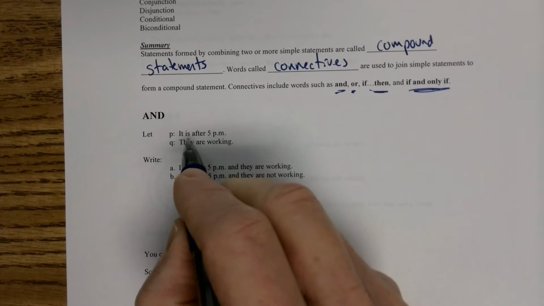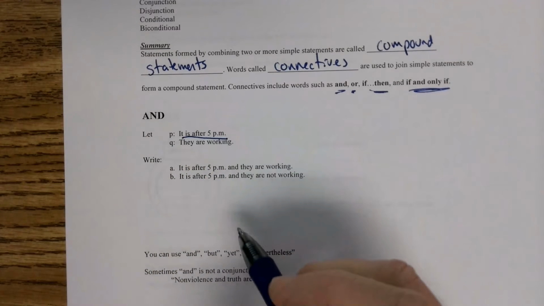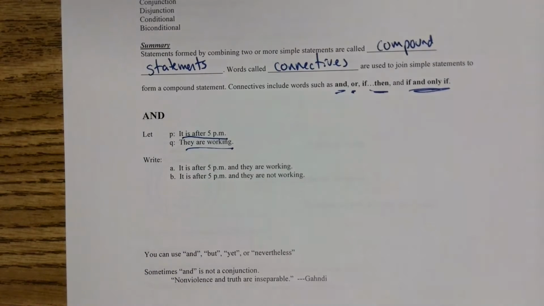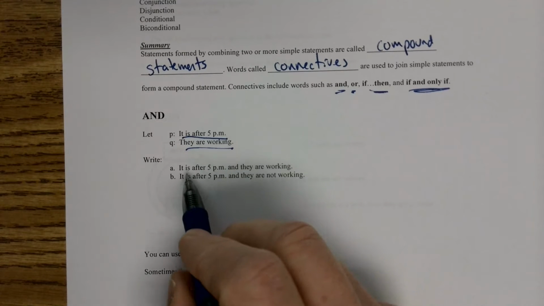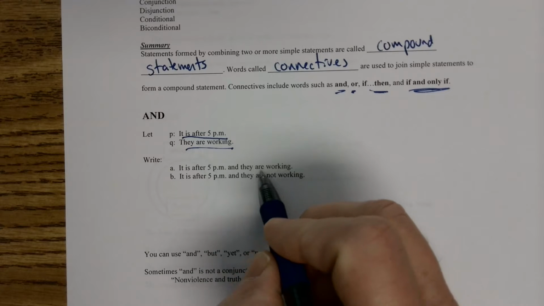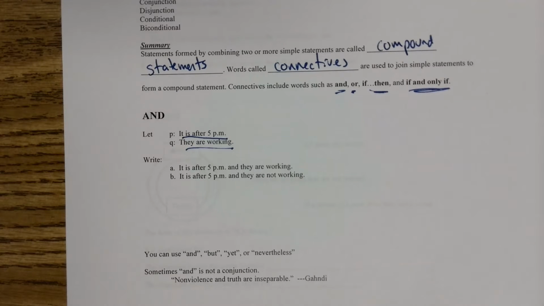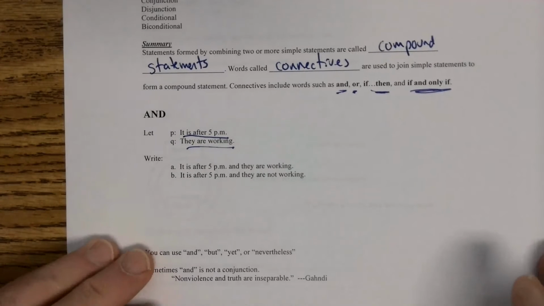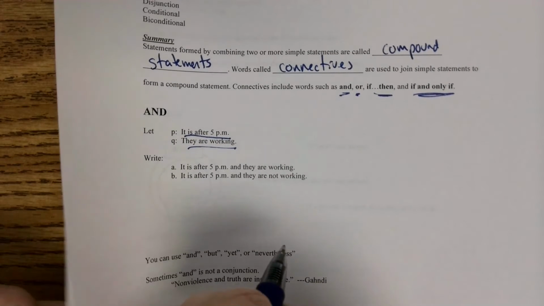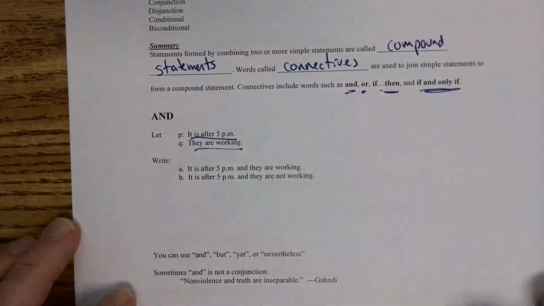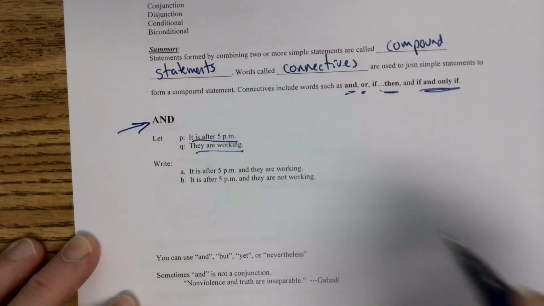It is after 5 p.m. That's a statement. They are working. That's a statement. And so we can write it is after 5 p.m. and they are working. Okay? But how are we going to do that? We need a symbol for that. Okay. So we need a symbol for the word and.